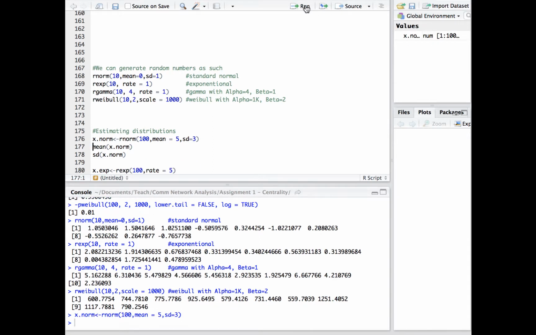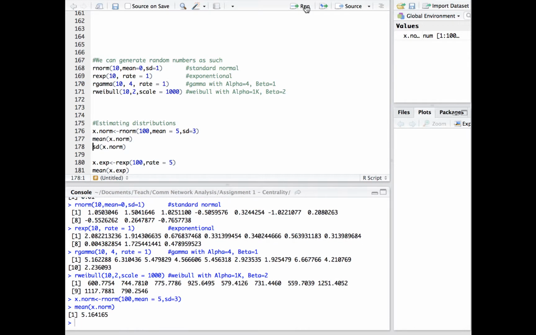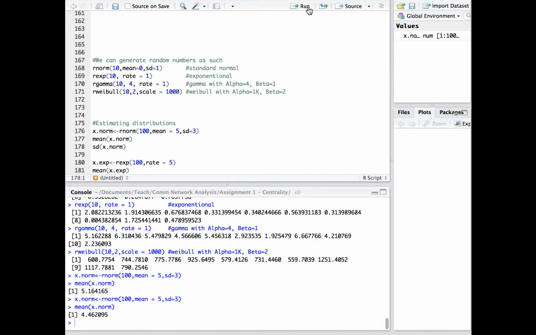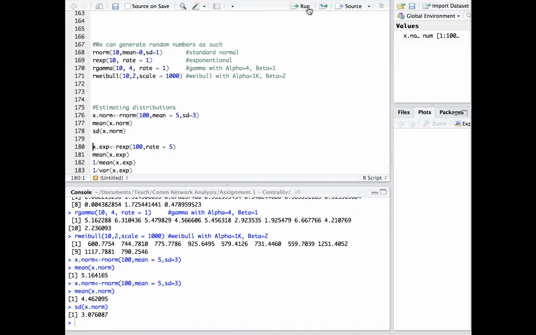Okay, and now I can estimate from that vector of random numbers, well, what is the mean likely to be for these generated numbers, right? And you'll see that that is 0.516. If I were to run that command again and estimate the mean, you'll see that it's a little bit different. And that'll be different every time you do it, but it'll be approximately a mean of 5. And if we run the standard deviation, again, it's approximately 3.